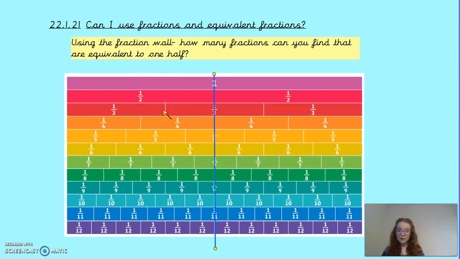Can you spot a pattern yet? 1 half is equivalent to 1, 2, 3, 4 eighths. Again, because it fits into 1 half of my fraction wall. And so on and so on. What have you spotted out of my fraction wall there? Have you spotted that all of the equal numbered denominators manage to fit themselves equally into a half? Have an explore with your fraction wall as well. What other common equivalent fractions can you find?